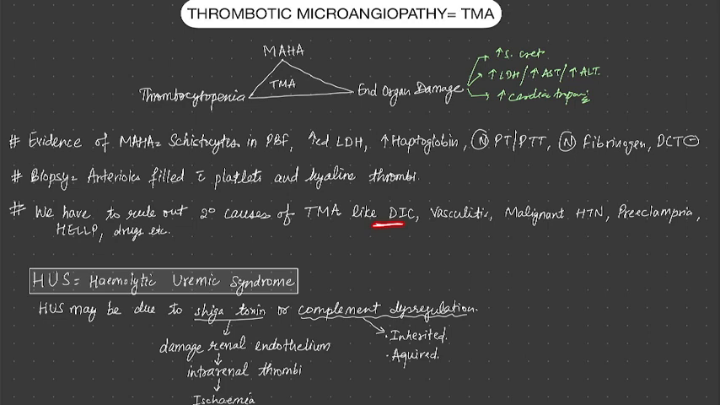Then DIC. In DIC there will be decreased fibrinogen and elevated products of fibrin degradation, like D-dimers will be elevated, though all other features will be similar to TMA. A few one or two markers we need to do to rule out secondary causes.